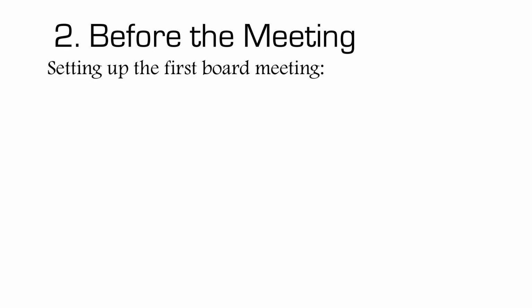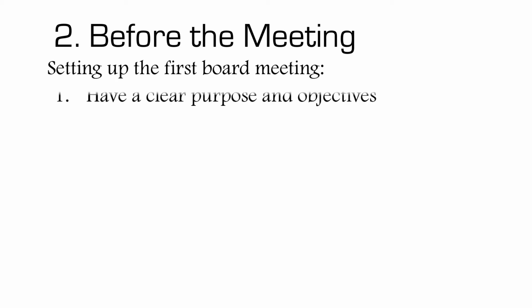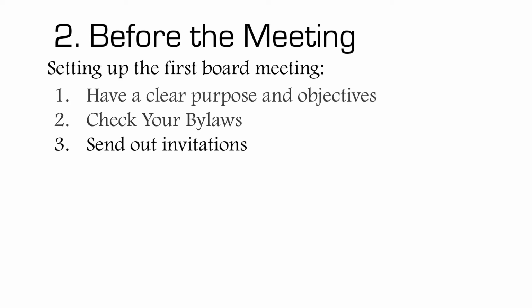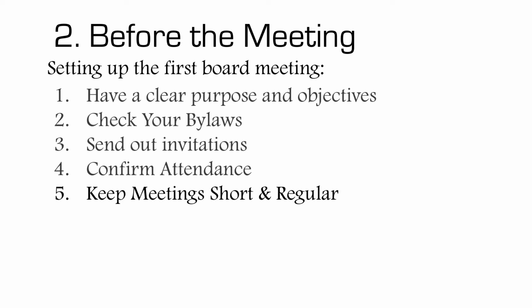What does it take to set up the first board meeting? Let's take a look. Setting up the first board meeting is going to entail a lot of things. They'll have to have a clear purpose and objectives for that meeting. They'll have to check the bylaws to make sure that the people they're going to invite will form a quorum. They will need to send out invitations and get confirmation of attendance. They'll keep the meeting short, no more than 2 hours, and if you really want to stretch it, 3 hours at the max. Two hours is good, no more than 3 hours.